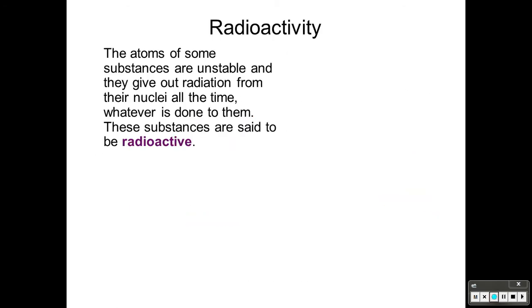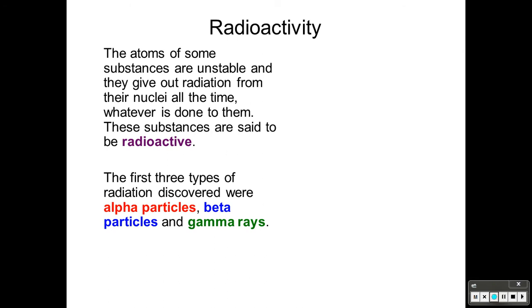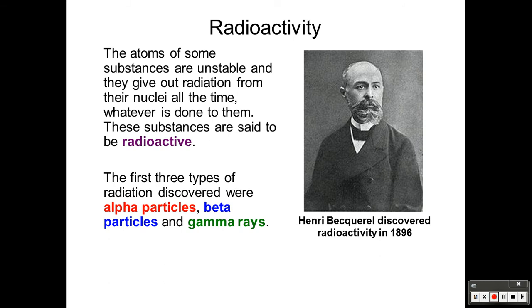Again, hit pause. Alright, so some atoms are what we call radioactive. And what that means is they're giving off radiation. They're decaying. They're giving off energy in some way, shape, or form. So there are 3 types of radiation: alpha, beta, and gamma. Alpha particles, beta particles, and gamma rays.